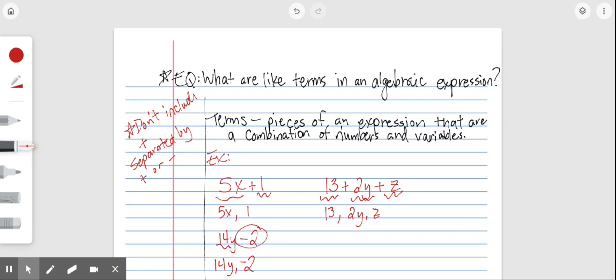I'll do one more that's like that. How about 5k minus 2m plus 11. Again, each of my pieces: I have 5k first. And then this 2m has a subtraction in front of it, so it's a negative 2m. But the 11 has a positive or a plus in front of it, so it's just going to be 11. So those are my three terms for that one. All right, so that's what a term is in an algebraic expression.